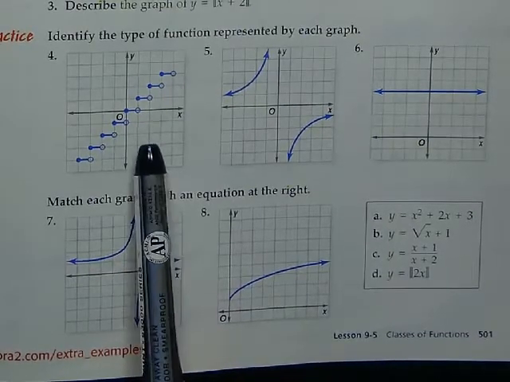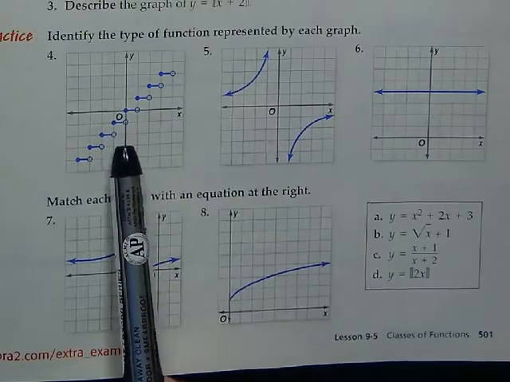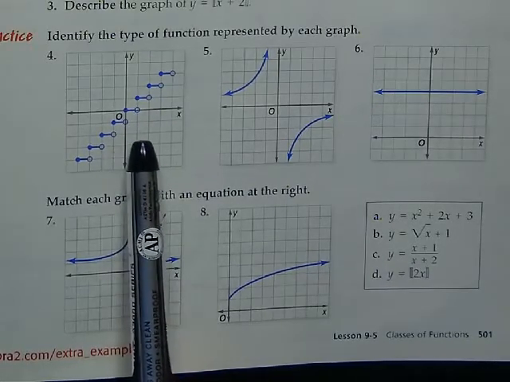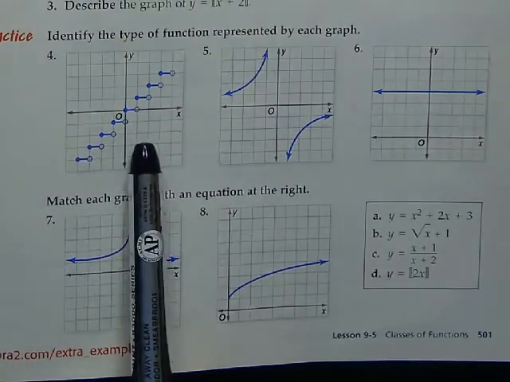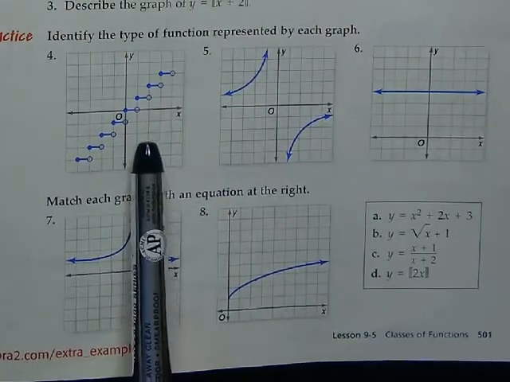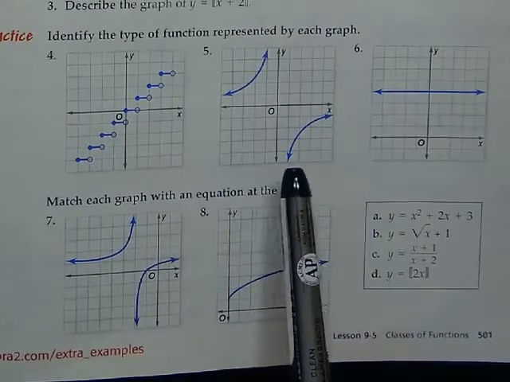So let's look at number 4 here. Well, I can see that that's obviously a step function. Your book calls it different things. It calls it a step function. It calls it a greatest integer function. You could call it a step function as well.